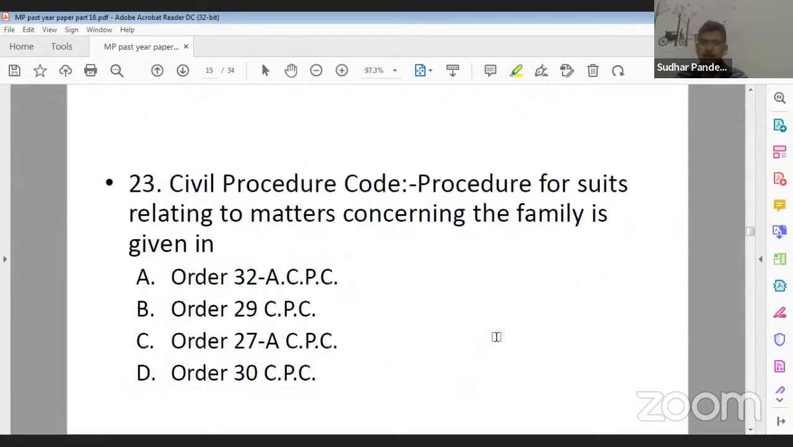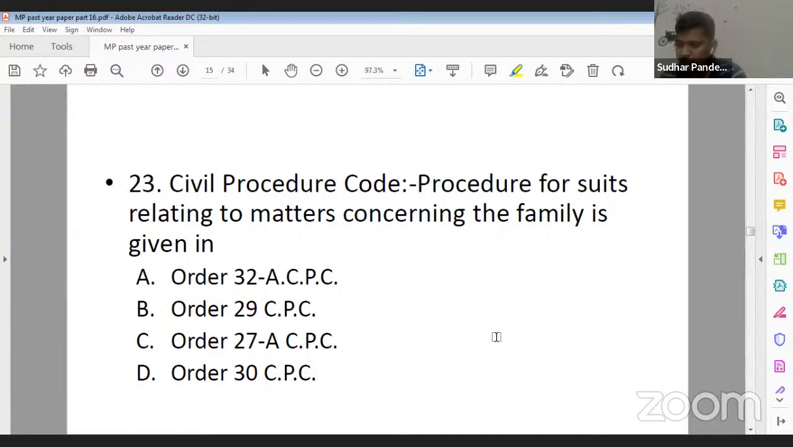Next question is question number 23. Procedure for suits relating to matters concerning the family is given in. Option A, Order 32A of C.P.C. Option B, Order 29 of C.P.C. Option C, Order 27A of C.P.C. and option D, Order 30 of C.P.C. So which of the following order talks about suits relating to family matters? Question number 23. What should be the correct answer?